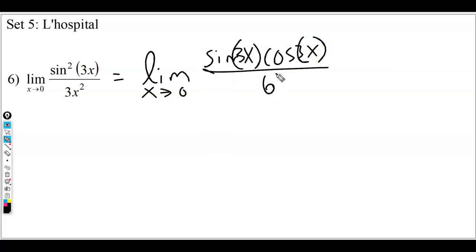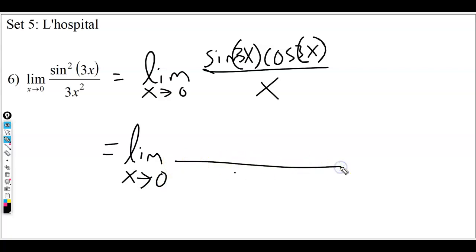Oh, this cancels. So now, since we got 0 over 0 again, we're just going to do the derivative again. The derivative at the bottom is pretty easy. That's just 1. Top is going to be a problem. We have a product rule, and it's a chain rule as well.